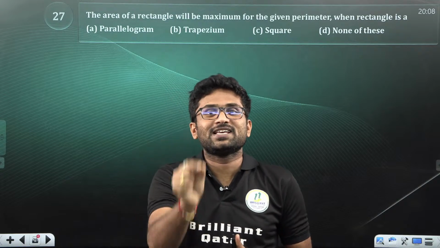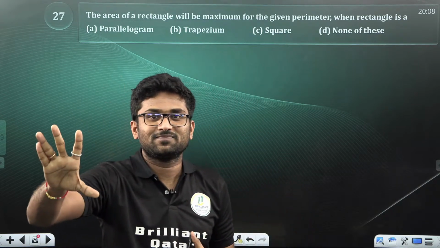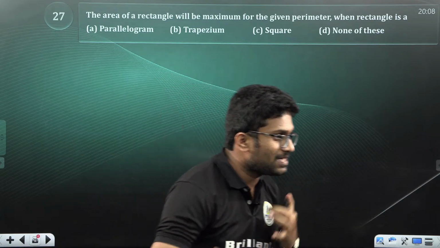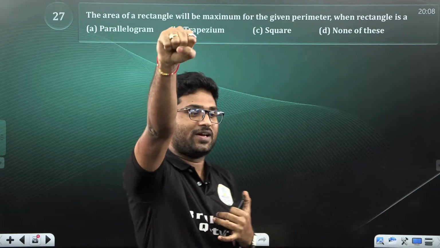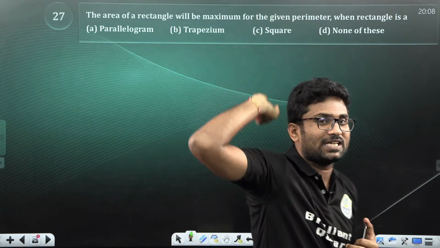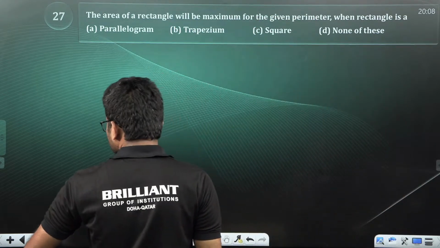A rectangle's area is going to be maximum if it is a square. That means equal sides. Let's not take much time with this. Guys, done?